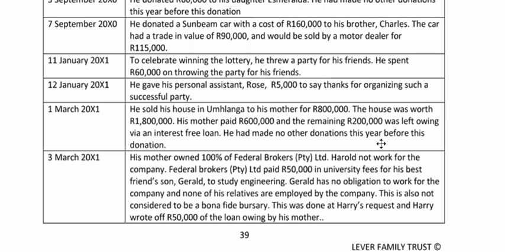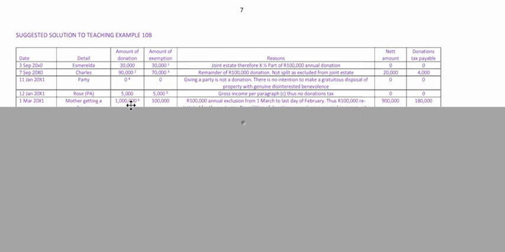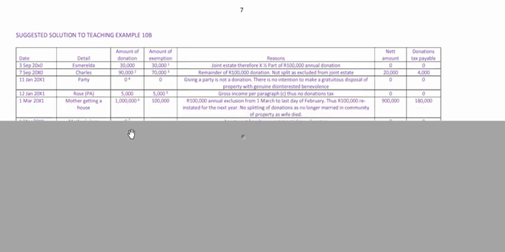Okay, it said he made no other donations this year before this donation. It's on 1 March, as you can see. What happens with 1 March? Okay, with 1 March, it's a new year, he gets his 100,000 rand back, the annual exemption. So let's have a look at the solution. Deemed donation, 1 million rand. Why 1 million? 1.8 million minus the 800,000. How much is exempt? 100,000. It's 1st of March. He gets his 100,000 general exemption back. 900,000 taxable, 180,000.